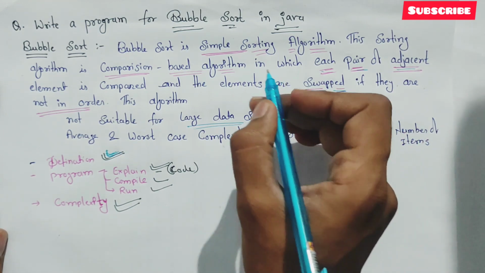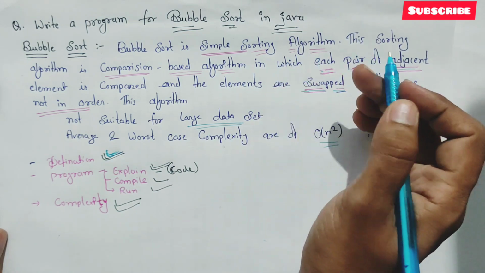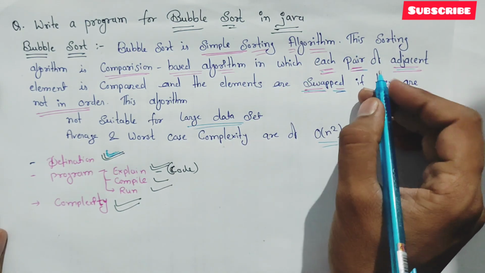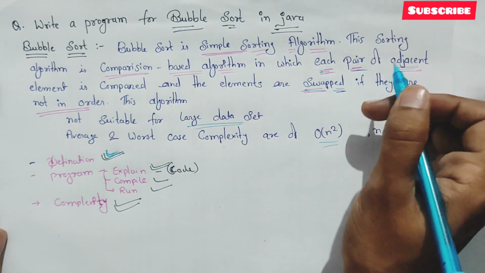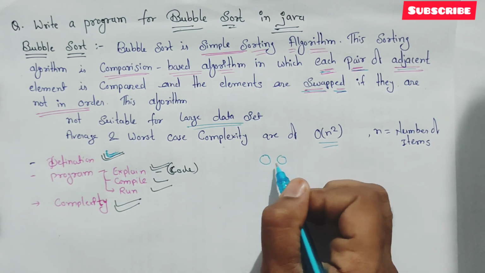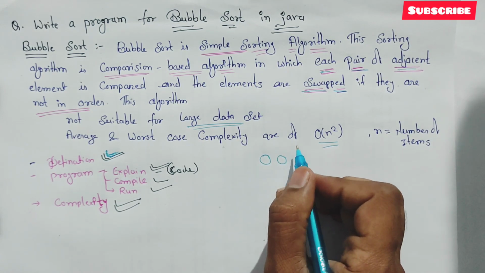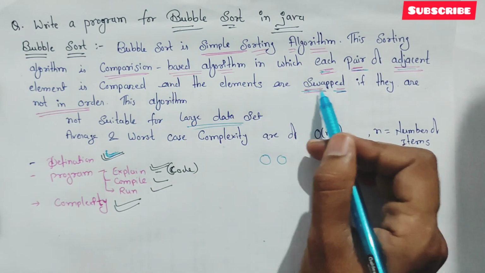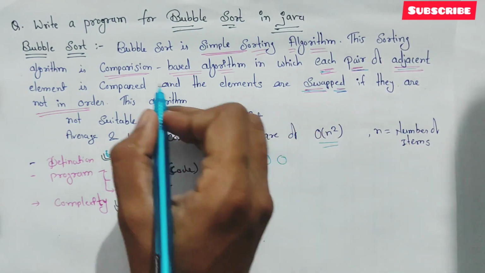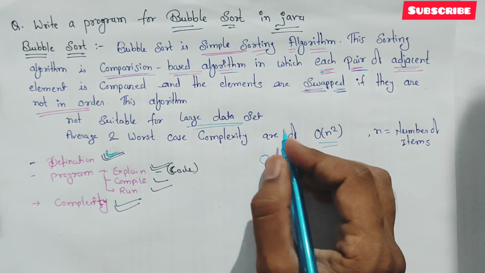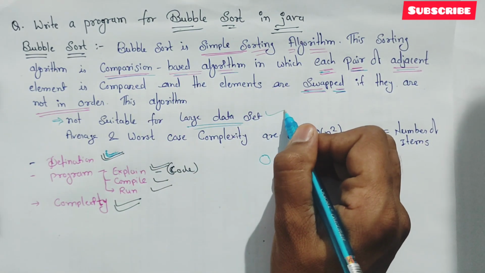It is the simplest sorting algorithm, and this is how it works. Each pair is compared, meaning all the adjacent elements will be compared, and on the basis of that, if they are not in order, then we will swap them. It is also called a comparison-based algorithm, and it is not suitable for large data sets.